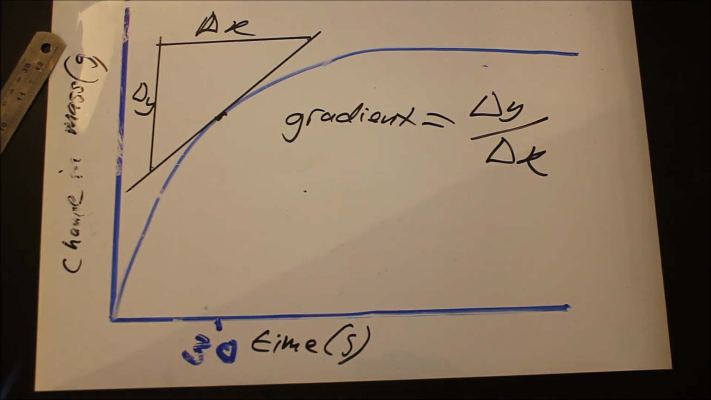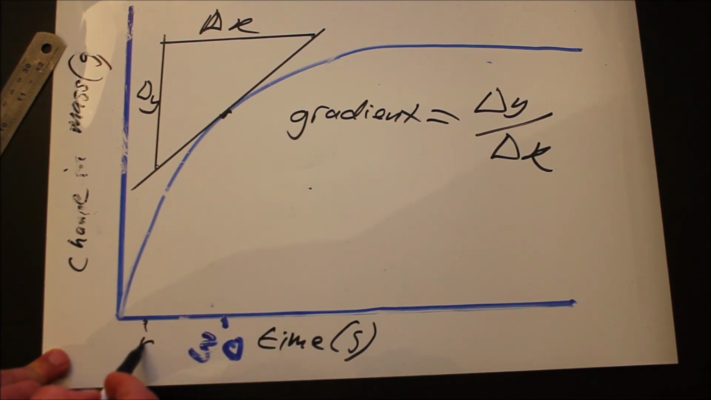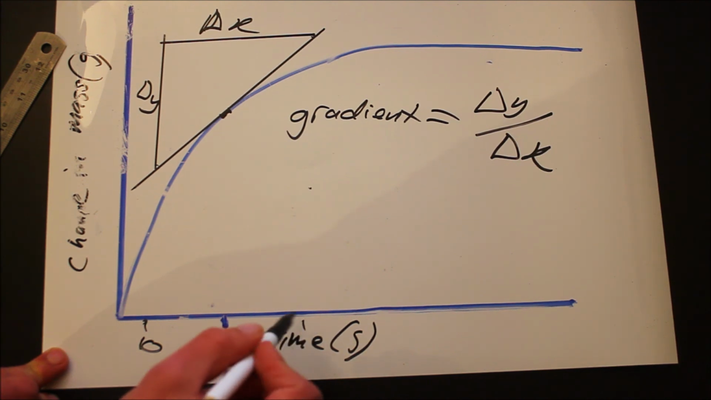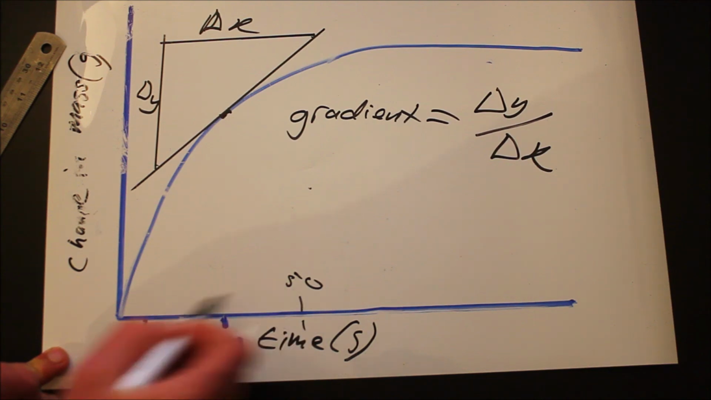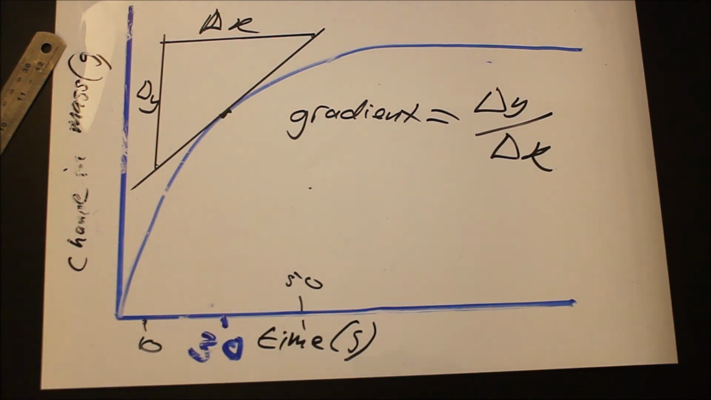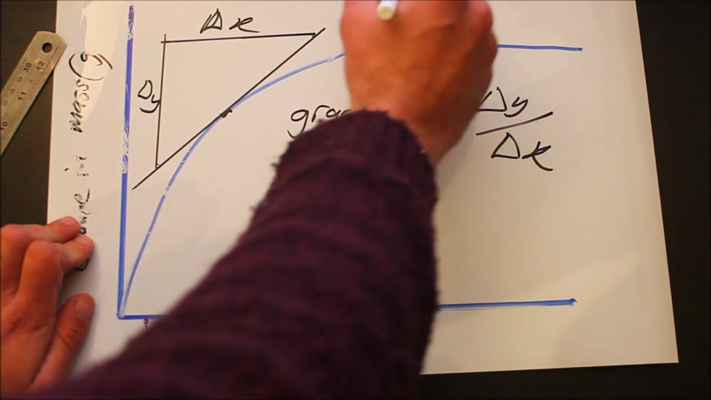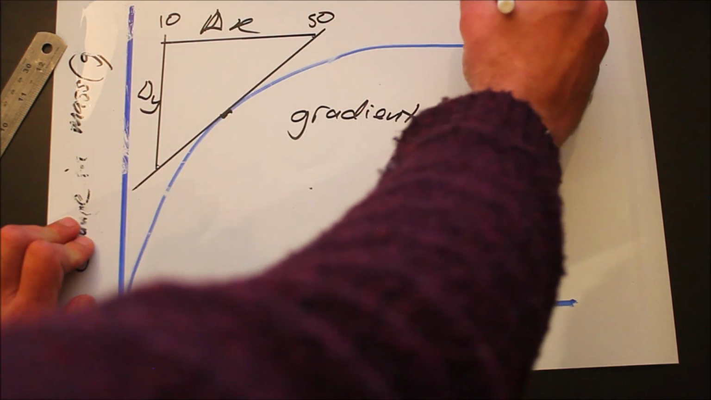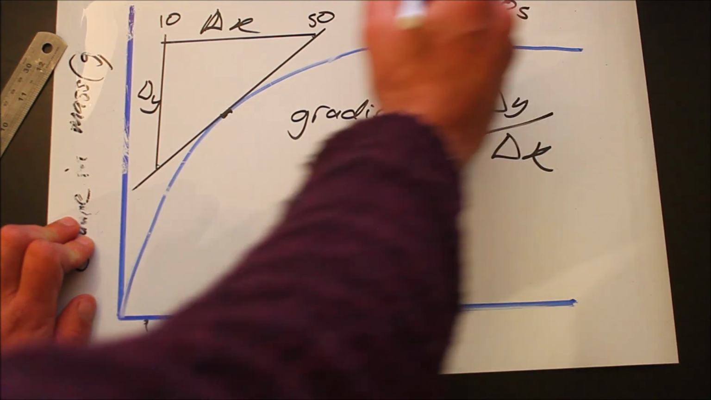So say for example, this here, if we trace it all the way down, that takes about 10 seconds. And over here at the end, that's about 50 seconds. Then our change in x is 10 to 50. 50 take away 10. Really, really easy. That change in x is 40. So I can write that on there. It's 50 take away 10, which equals 40 seconds.